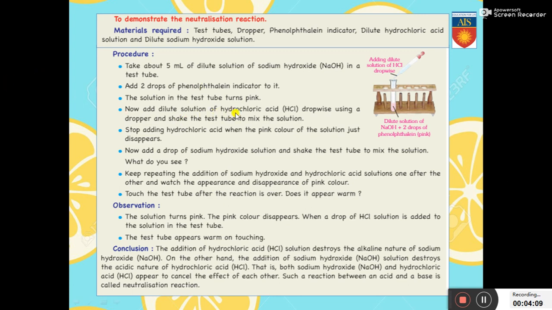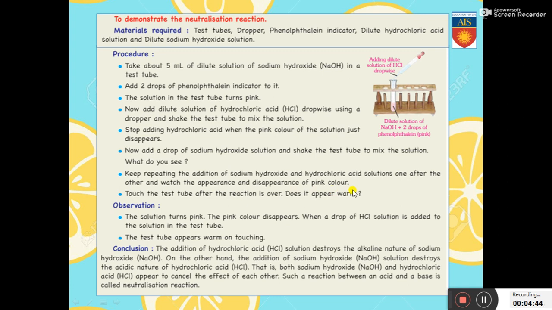Now add dilute solution of hydrochloric acid dropwise using a dropper and shake the test tube to mix the solution. Stop adding hydrochloric acid when the pink color of the solution disappears. So, we have to keep on adding dropwise HCl solution until the pink color disappears. Now add a drop of sodium hydroxide solution and shake the test tube to mix the solution. What do you see? Keep repeating adding the sodium hydroxide and hydrochloric acid solution one after the other and watch the appearance and disappearance of pink color.